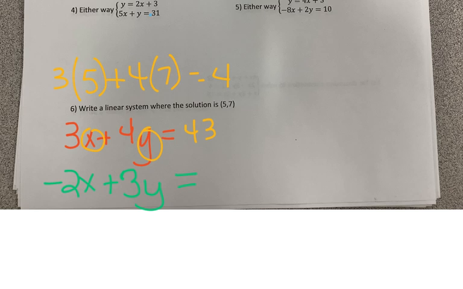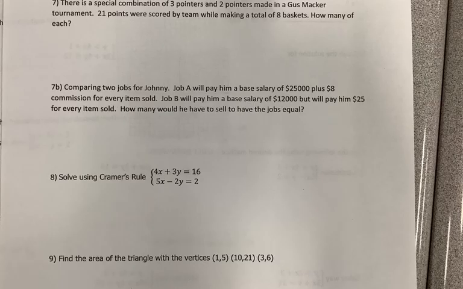Okay, so I'm going to plug in again. I'm going to get negative 2 times 5 plus 3 times 7. And so that number is 21 plus negative 10, so it's 11. And there's a good solution.